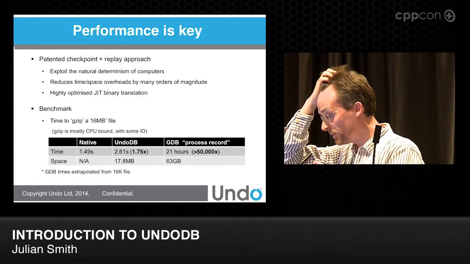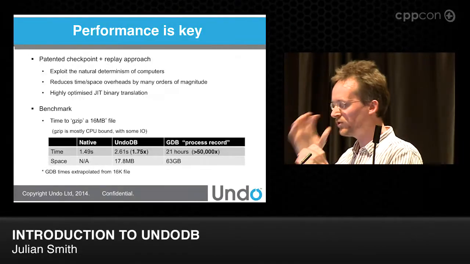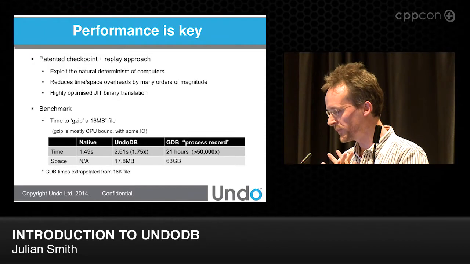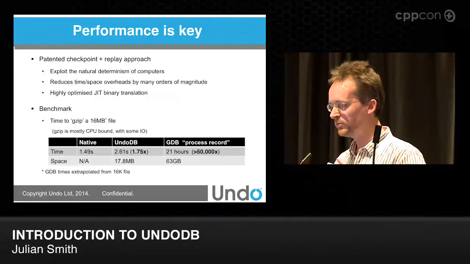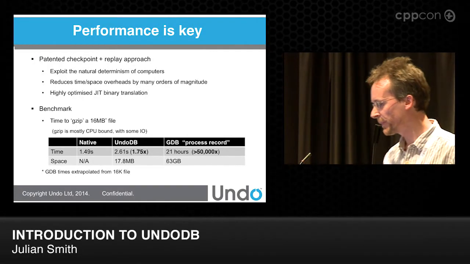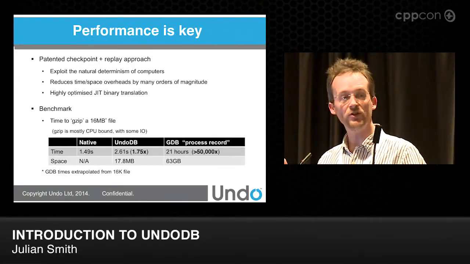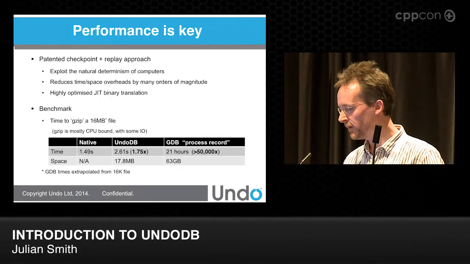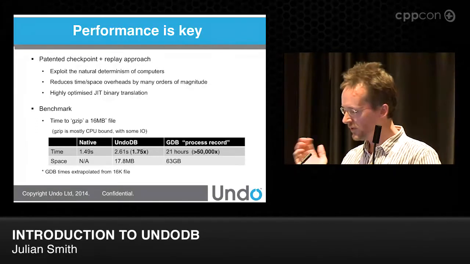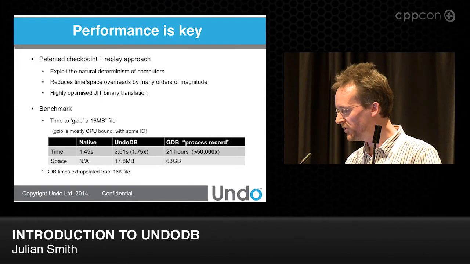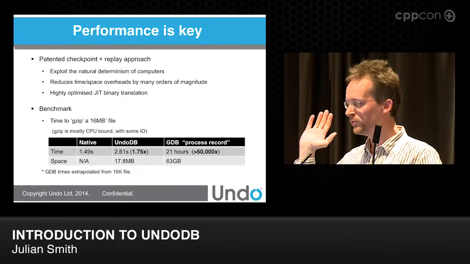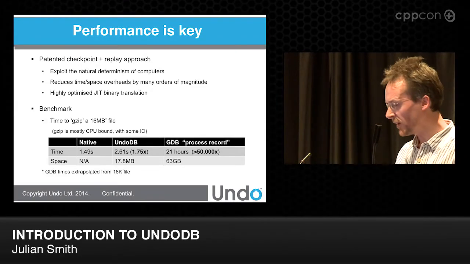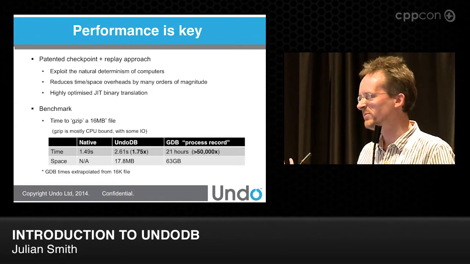And as an indication of the speed, GDB has a thing called process record, which is a very simple reverse debugging system, but it isn't really comparable, as you can see from these timings. This is running gzip on a 16 megabyte file. With Undodb, it's about half the speed, and it uses some extra memory. With GDB, it takes all day and it takes gigabytes, tens of gigabytes of memory. So if you had a bug in gzip, GDB process record, unfortunately, is just not helpful.